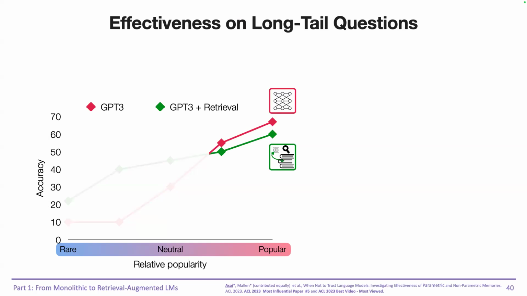However, we also discovered there are several limitations in such simple combinations. As you can see, on the most popular questions, GPT-3 already outperformed retrieval-augmented models. Why does this happen? By careful analysis, we identified several core limitations. First, GPT-3 already memorized common knowledge and often performs well on frequent questions, such as knowing who Sam Altman is.